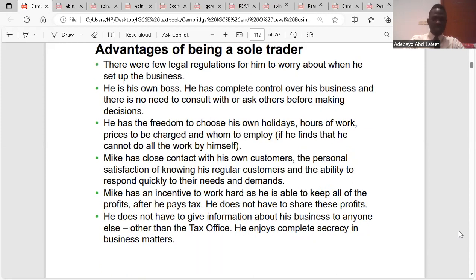The third advantage is that he has freedom to choose his own holidays, hours of work, price to be charged, and whom to employ if he finds that he cannot do all the work by himself. So Mike, as a sole trader, might employ anybody to work with him. He has the right to charge any price he feels like charging, because it's his own business. He has the right to decide when to work and when not to work, and what kind of holiday he wants. That is the point there. Is it clear? Yes.